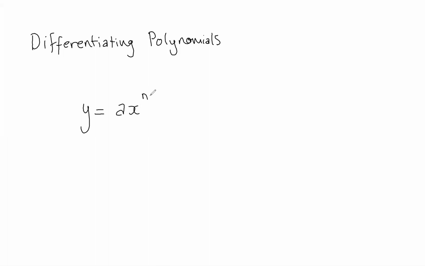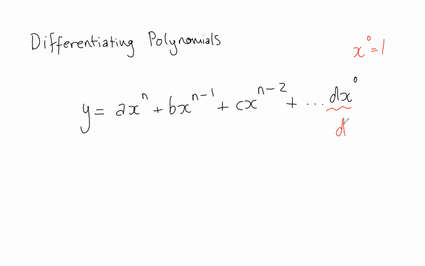So we need to differentiate polynomials. So the rule for differentiating polynomials, okay, a polynomial is y equals ax to the power of n plus bx to the power of n minus 1 plus cx to the power of n minus 2, right down to you have a number with x to the 0. Okay, remember from your rules of indices, x to the 0 equals 1. So that term is just the number d.